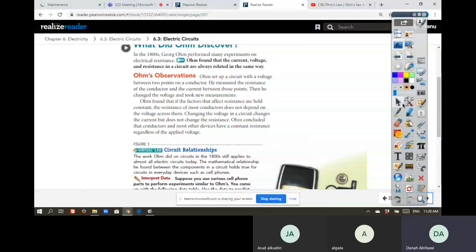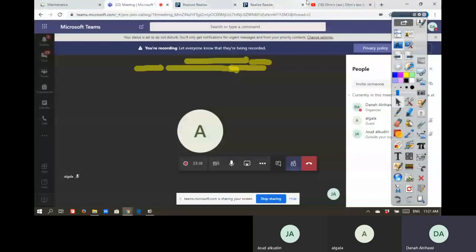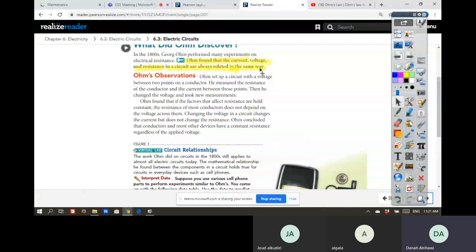So Ohm brought a circuit and changed the voltage and saw the current in ampere and the voltage in V, and the resistance when the conductor says no or stop. Current, voltage and resistance in a circuit are always related. How are they related? What did Ohm do? He discovered the relation between the current, the voltage and the resistance.